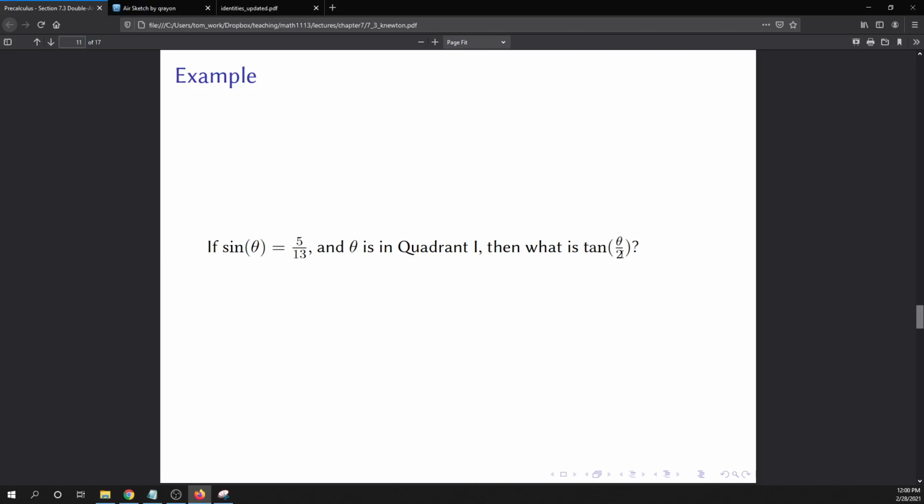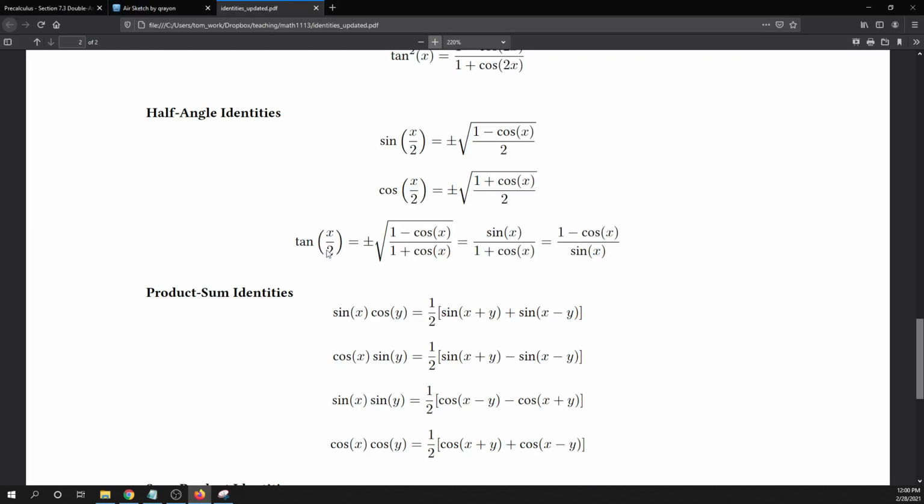So we can see that inside the tangent we have theta divided by 2. That's a half angle. So this problem is going to involve the half angle identities. You can see here I have tan theta over 2, and there's 3 possibilities: either plus or minus square root of (1 minus cosine x) over (1 plus cosine x), sine x over 1 plus cosine x, or 1 minus cosine x over sine x.